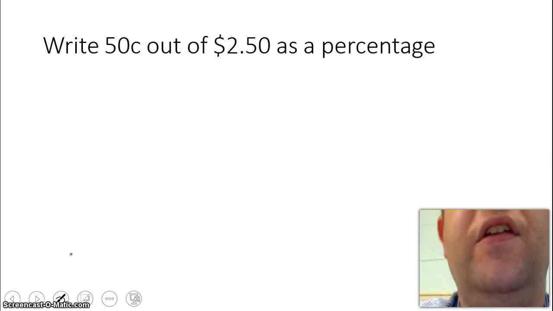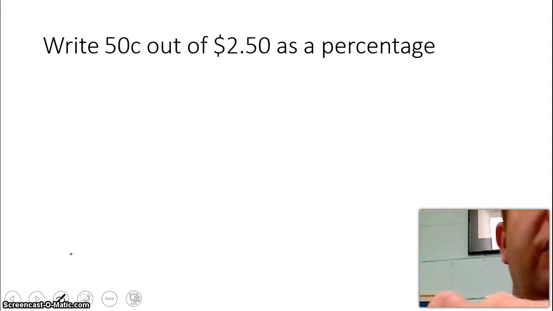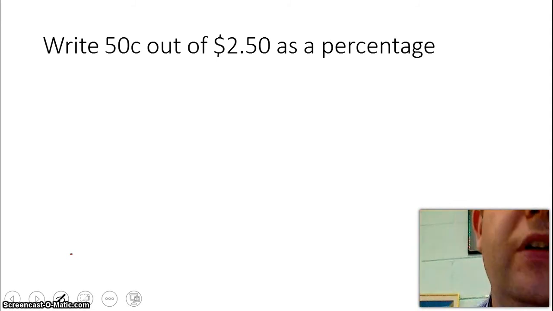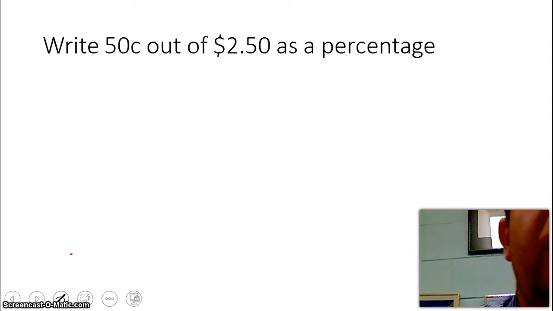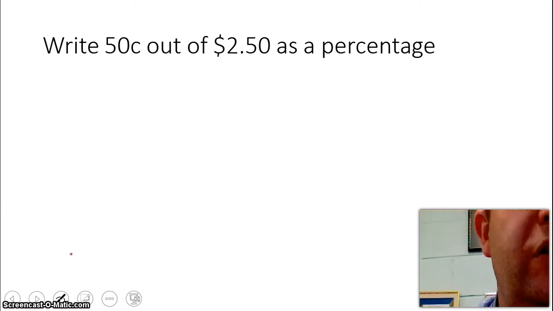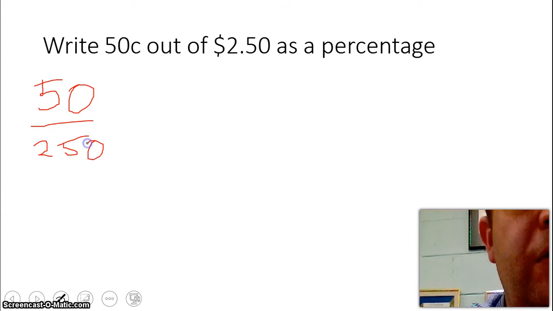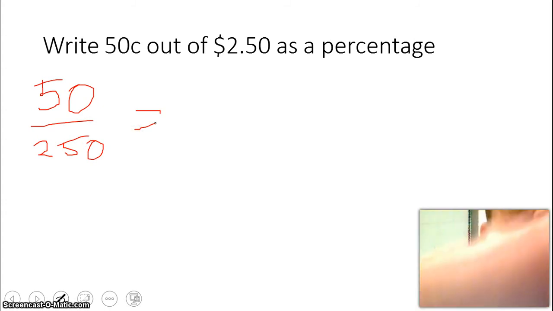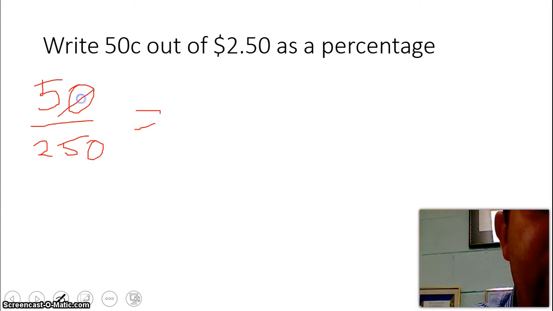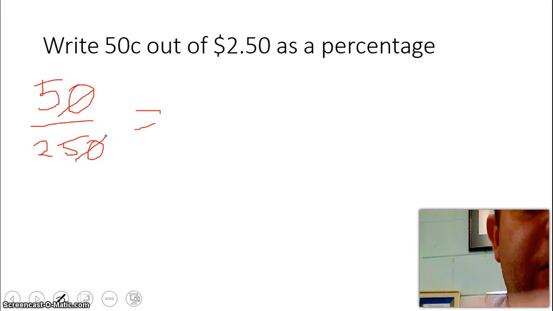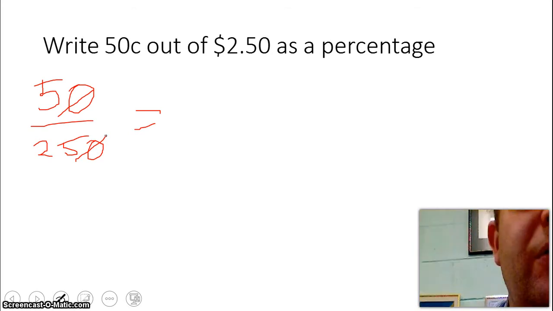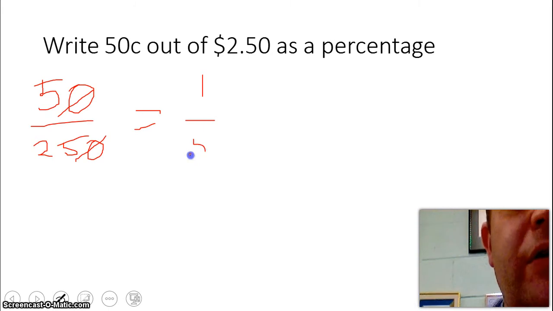Write 50 cents out of $2.50 as a percentage. What we're going to have to do with this one is convert to the same units. I'm going to start off with changing them all to cents, and then I'm going to show you that changing them all to dollars will make it exactly the same. So we've got 50 out of 250, so we can divide by 10, which removes one 0, so we're left with 5 out of 25. We divide by 5 again and we end up with 1 out of 5.